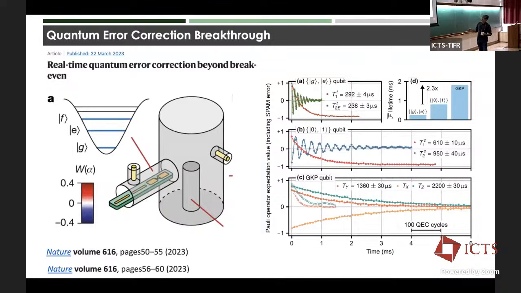This experiment was possible because of this new tantalum-based qubit technology, which allowed them to push their qubits from usually around 100 microseconds to close to 300 microseconds. So this was a big result.